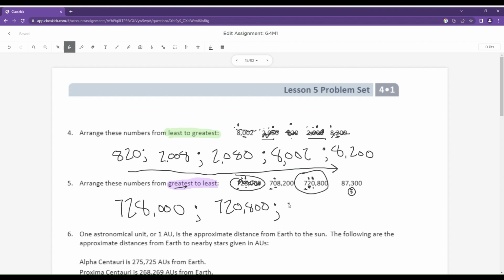Then I have 708,200 and 87,300 is the smallest, is the least. Again, because I don't have any amount of 100,000s in this number.